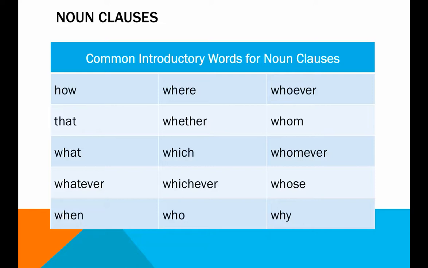Noun clauses have words that serve as common introductory words. Similar to relative pronouns, these words will appear at the beginning of the noun clause, and they're a signal that you have a noun clause. How, that, what, whatever, when, where, whether, which, whichever, who, whoever, whom, whomever, whose, and why.